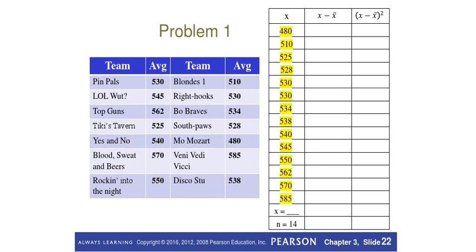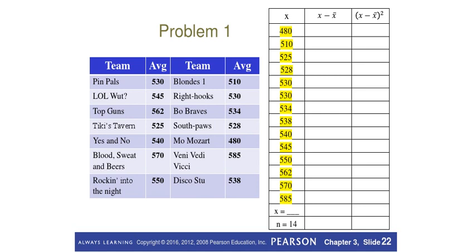Okay, so I organized my data. Here it is. 480 was the lowest, 510, 525, 528, 530s, 2 of them, 534, 538, 540 and 545, 550, 560, 562, yeah, sure enough, 570 and 585. There it is, right?